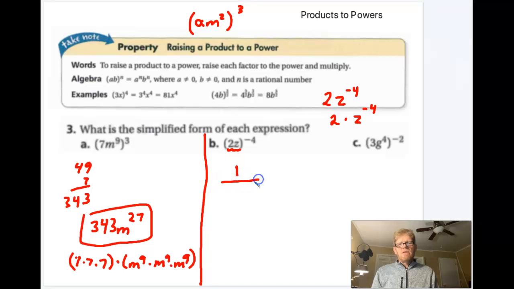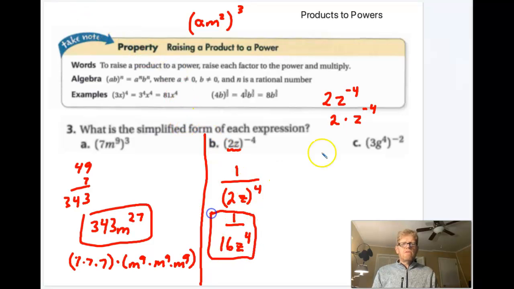I'm just going to write that underneath here, 2z to the fourth. And that's going to leave us with 1 over, and 2 to the fourth power is 2 times 2 is 4, times 2 is 8, times 2 is 16. Z, and I'm going to put a line through it there, to the fourth. And we are done with that one. 1 over 16z to the fourth.